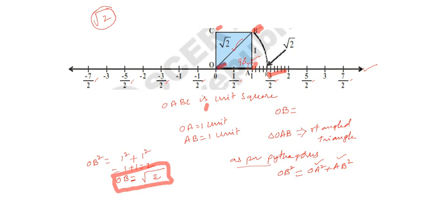Okay. Now we take OA as center and OB as radius. We draw an arc to the right side of 0 that intersects the number line at K, and that K represents root 2. Why? Because we already found OB is root 2.